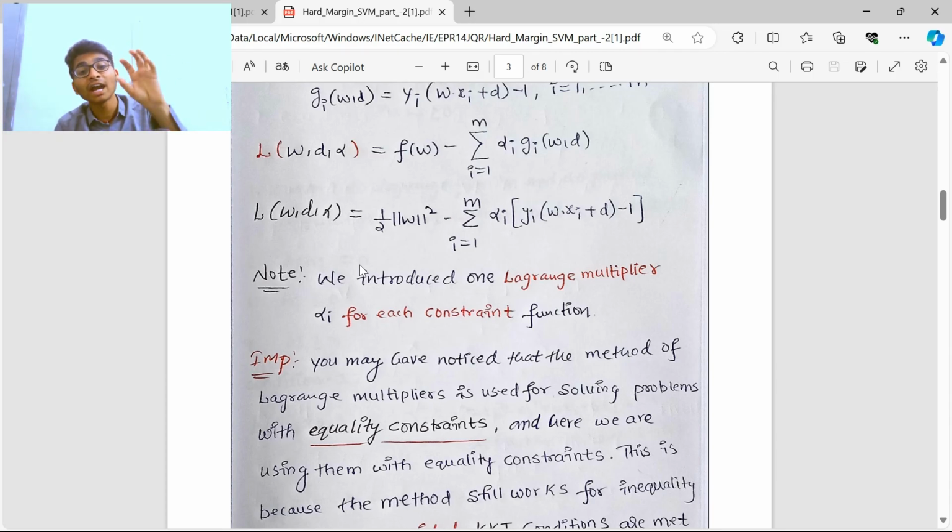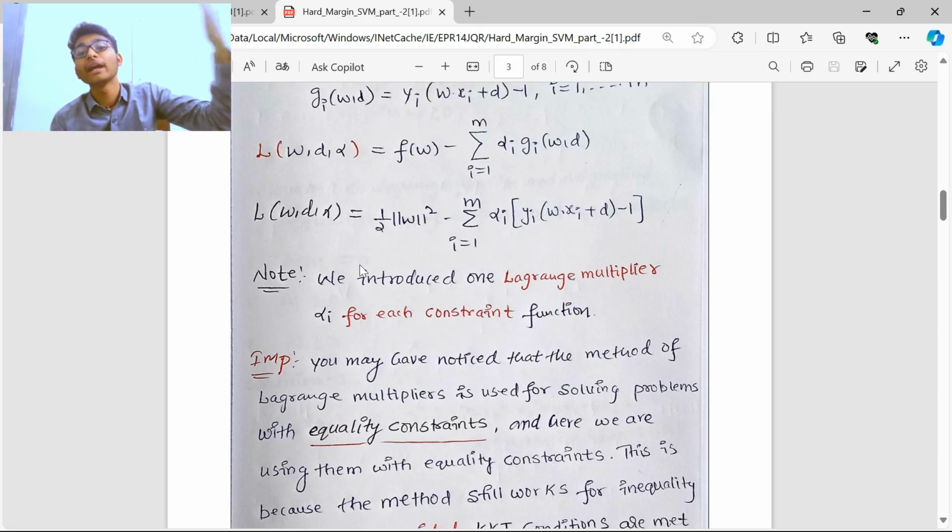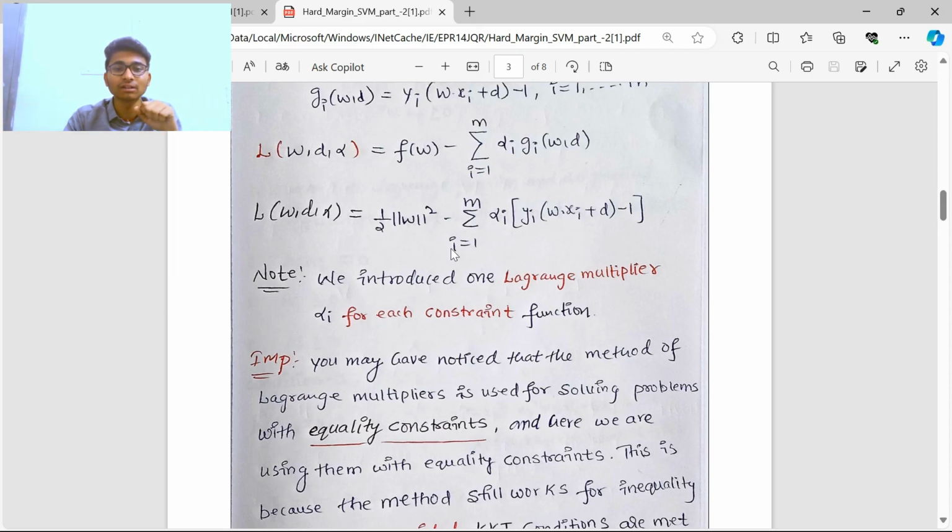We don't have one alpha, guys. We have m alphas, because we have m data points and m labels for them. So we have to introduce the Lagrange multiplier for each data point, for each label. I hope you understood. That is the reason we wrote summation i equal to 1 to m, where we want to find the Lagrange multiplier for each data point.